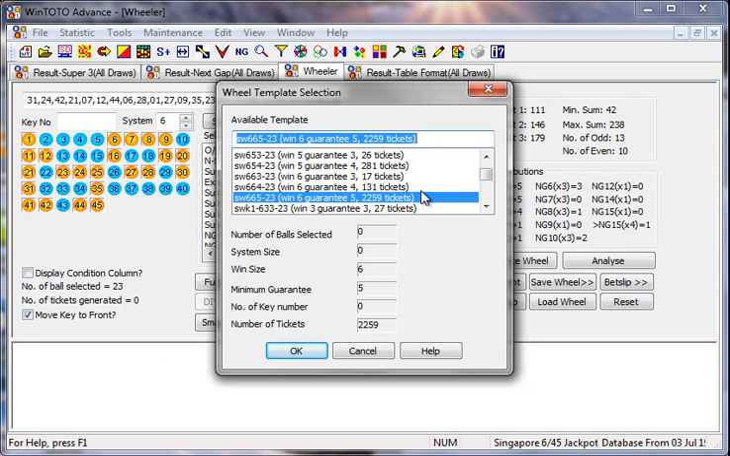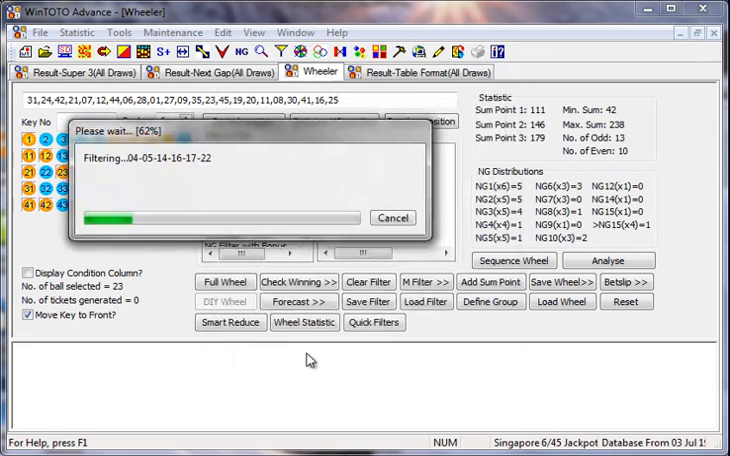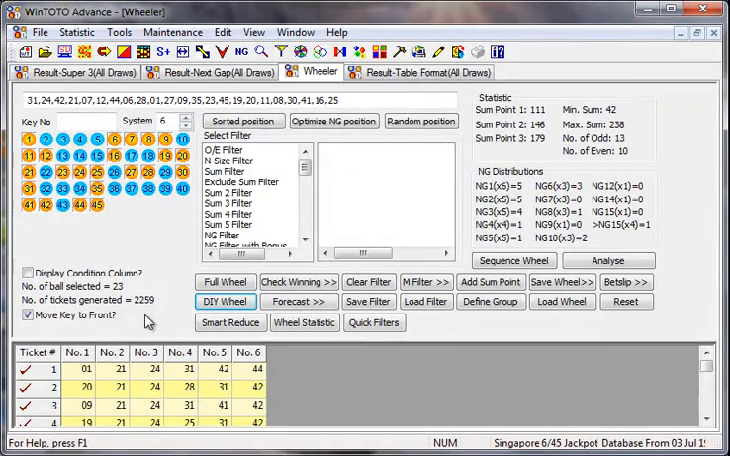So if you have a normal DIY wheeler, you end up having 2,259 tickets. How much does it cost you? It costs you $1,129.50 just to play one draw for 23 numbers. But of course, compared to 50,000, definitely this is peanuts. So it's still a saving.